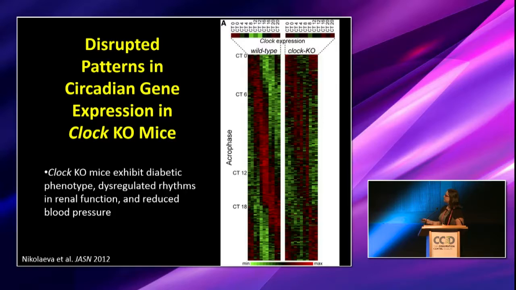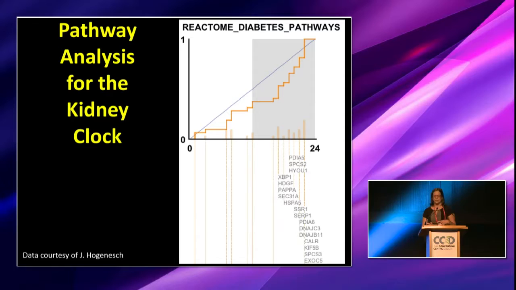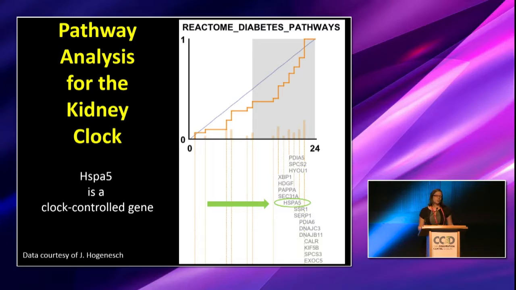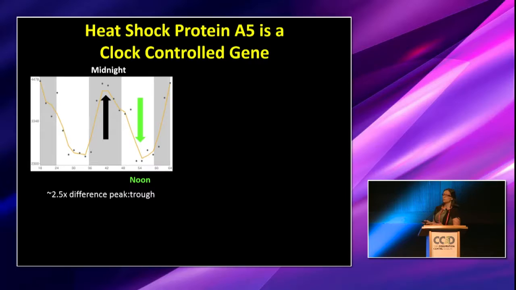So going back now into Dr. Hoganesh's database, we were interested in some of the pathways related to disease processes. In this reactome figure, where we're looking at genes in this pathway over time related to their expression, I was interested to see that this gene, HSPA5, appears to be a clock-regulated gene. This is a heat shock protein that functions in ER stress, and it has previously been linked to kidney function in human GWAS studies, and it has also been linked to the diabetic phenotype that occurs with cellular damage due to ER stress. So using our independent batch of samples, we wanted to compare the expression seen in the Hoganesh study, which is illustrated here.